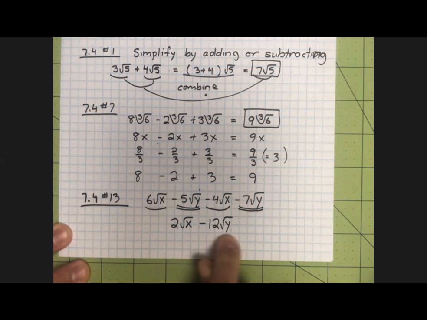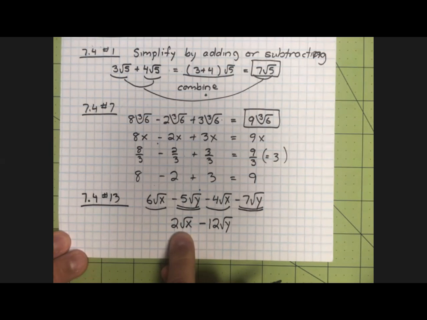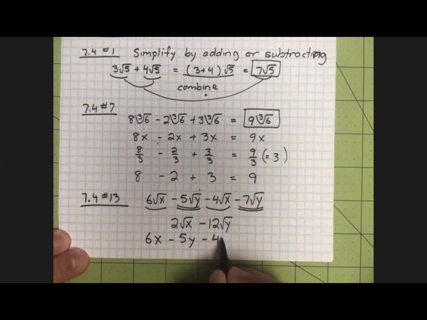And you don't have to be going any further than that. In fact, you shouldn't go further than that. You can't combine these into -10 something because these things aren't the same. They're physically different. In the same way that if I said to you, 6x minus 5y minus 4x minus 7y, you'd never combine all four of those.